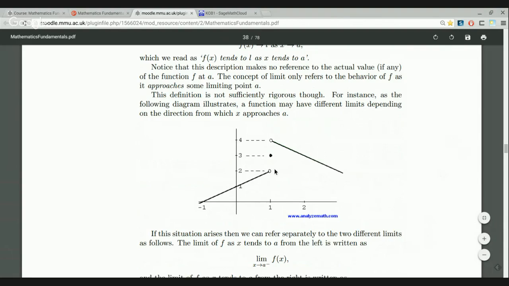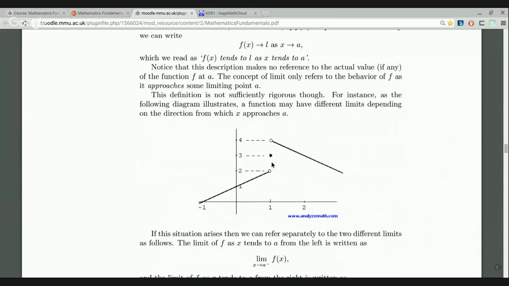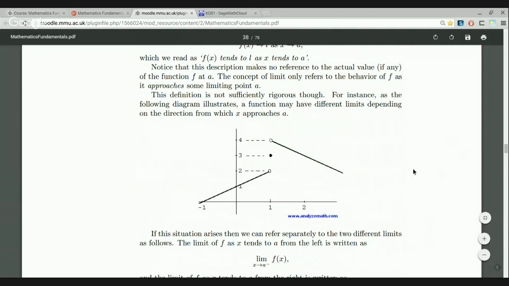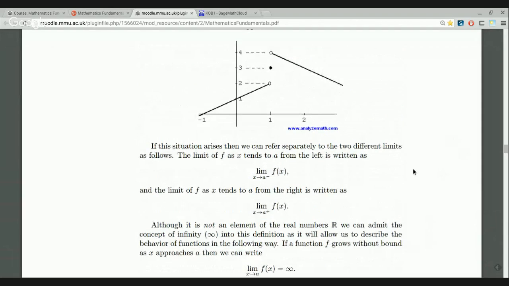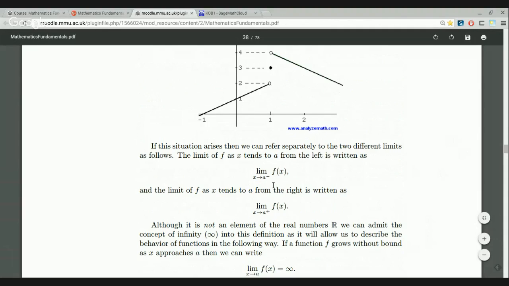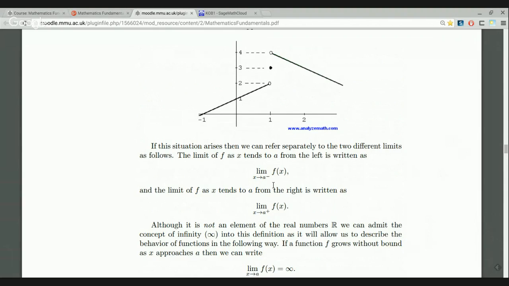And both of these are different to the actual value of the function at 1. f of 1 here is suggested to be equal to 3 by the graph of the function. So we can build this kind of concept into our notation. If we write here the limit as x tends to a with a superscript minus sign on the a, that indicates that you're approaching a from the left, from values less than a.